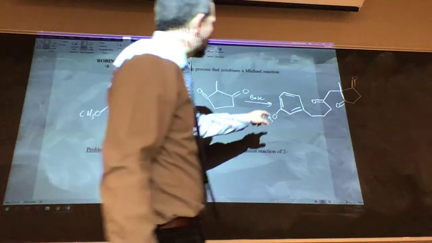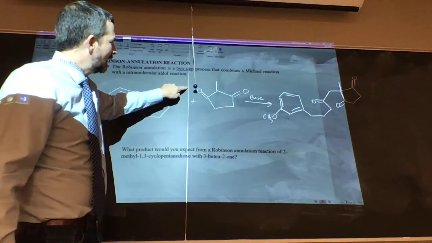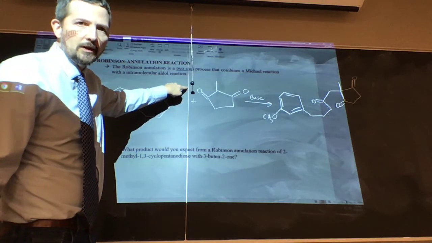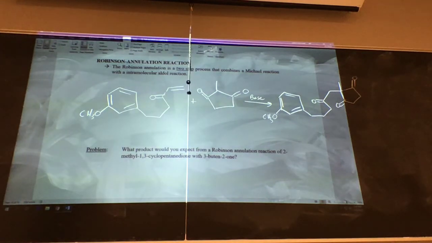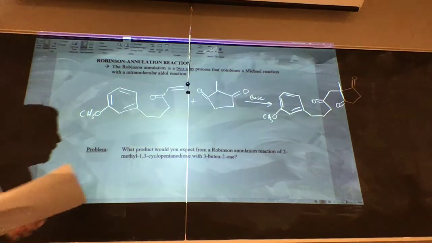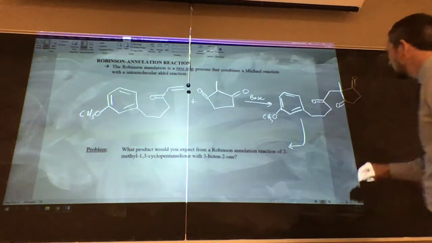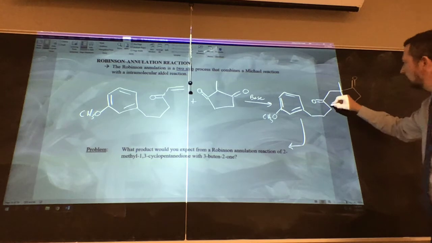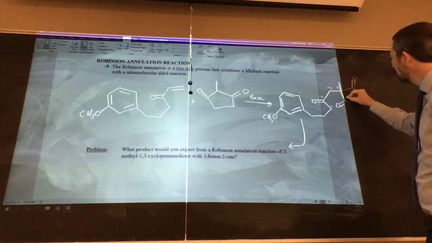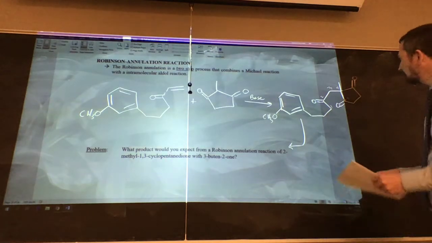So you kind of see that there. At this beta position here, I just attached that 5-member ring. Okay, so now I'm going to have an intramolecular aldol reaction. I drew it this way on purpose to show you the intramolecular aldol reaction. And so if I look at this carbon, and I can go 1, 2, 3, 4, 5, I can make a 5-member ring from that carbon.